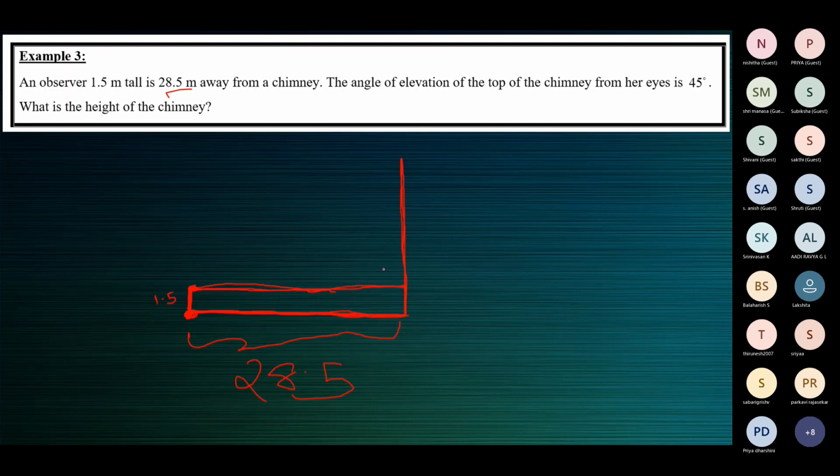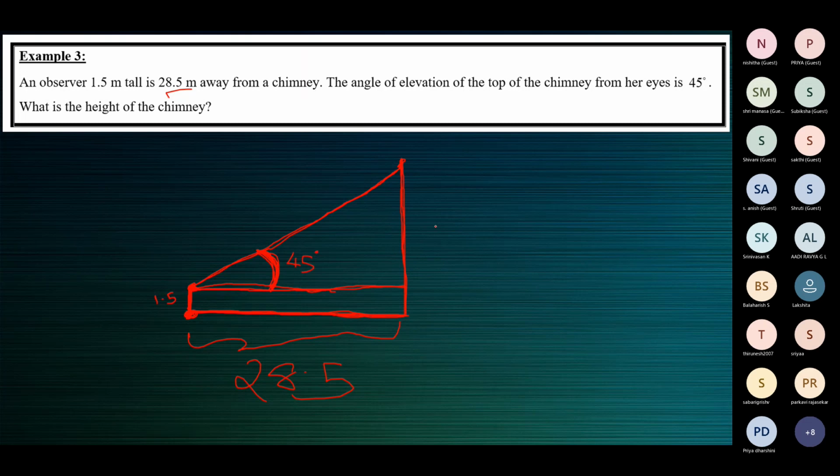Next is the line of sight. Connect the eye of the observer and the point observed, the top of the chimney. The line of sight is the line connecting the eye of the observer and the top of the chimney. From here, she's looking along this line of sight. Now, the angle between the horizontal line and the line of sight is the angle of elevation, which is given to be 45 degrees.